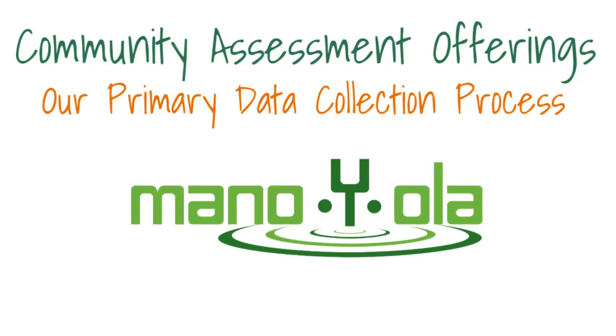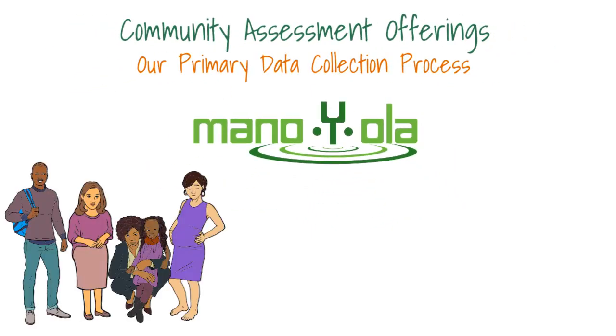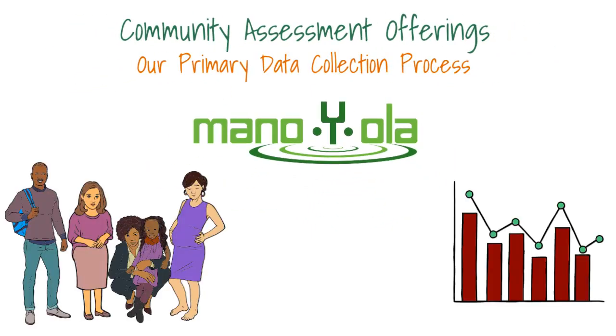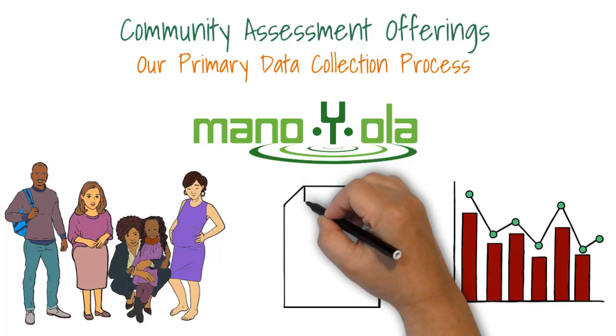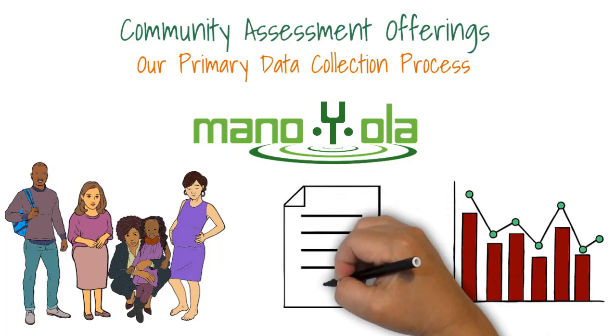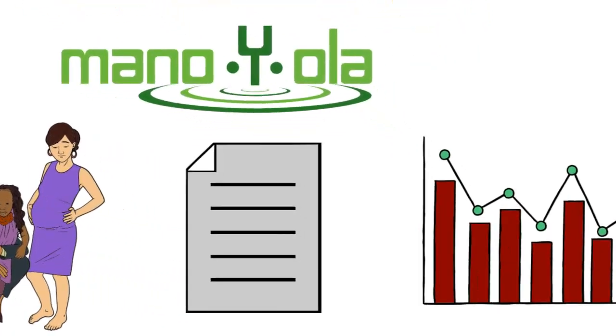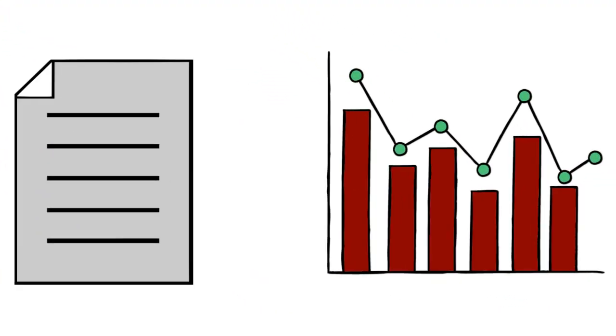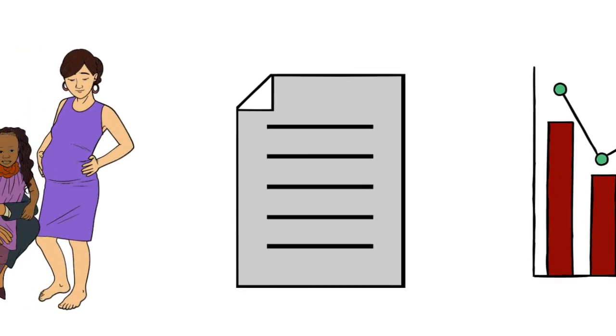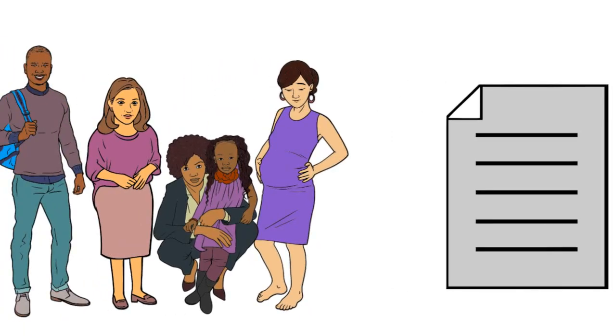At Mano y Ola, our community assessments are comprised of primary data and secondary data. And all of this information is analyzed and synthesized, and then illustrated and narrated in your final community assessment document. Through quantitative research methods, our team of experts collect secondary data, all those raw numbers that are so important. But the program information and primary data is what we work with you, the client, to obtain.